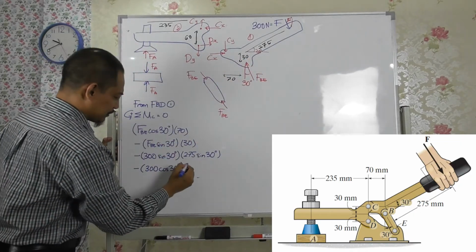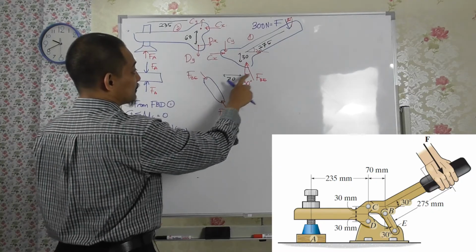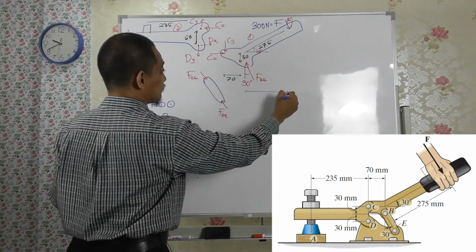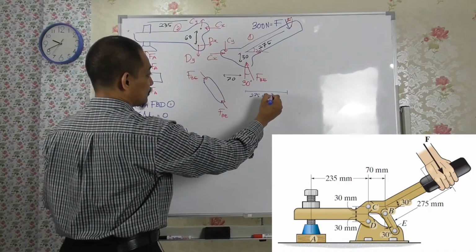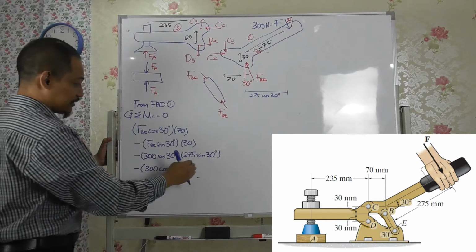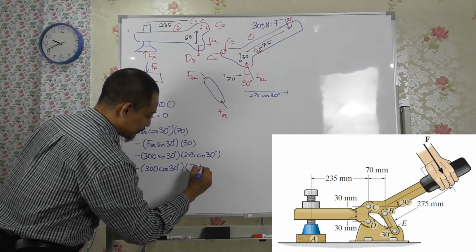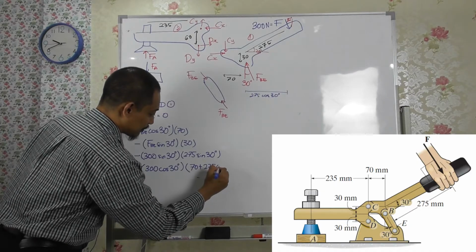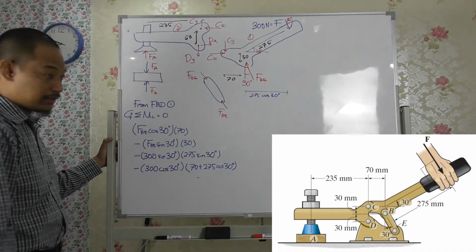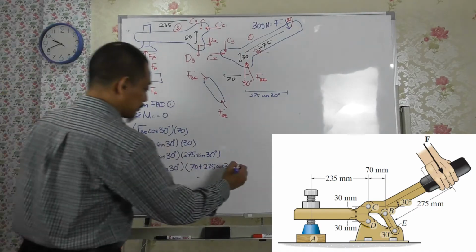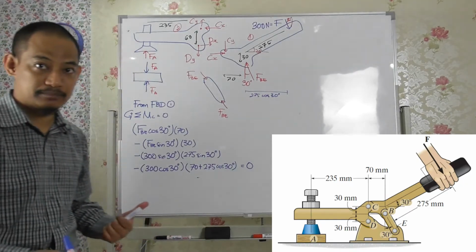So that's where some students might get confused. What is the distance? The distance is basically 70 plus the remaining part here, right? This one is actually 275 cos 30, right? So the distance is the whole thing, 70 millimeter plus 275 cos 30 degrees. Right? Then all of this equals 0. Hopefully this is clear, right?